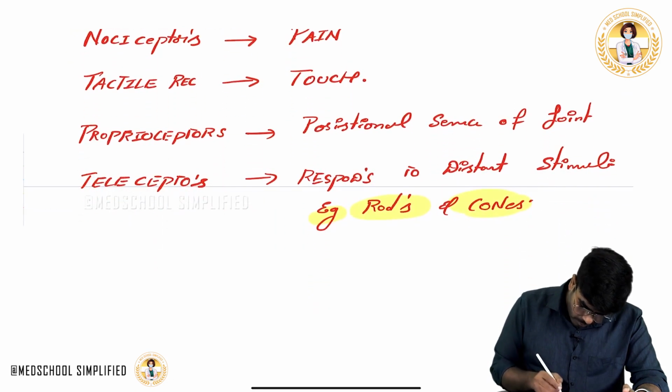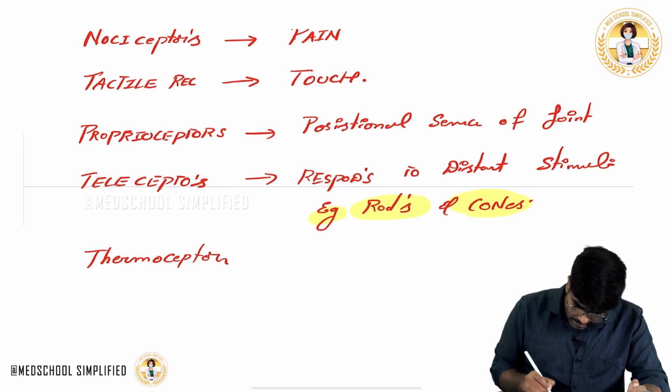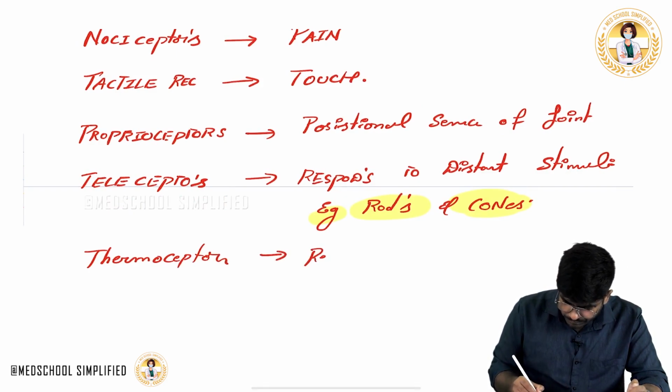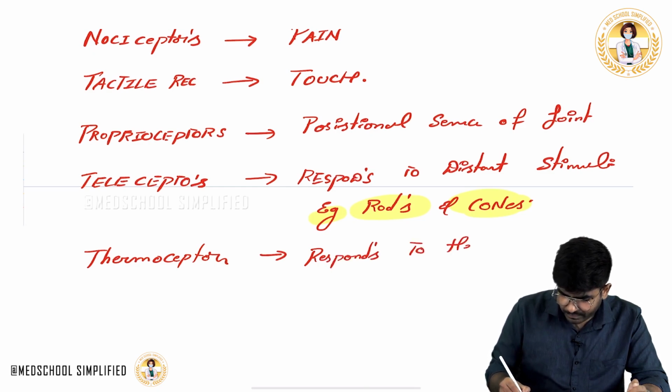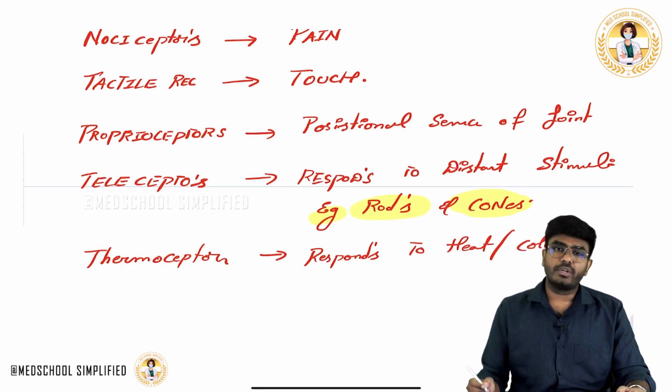Already I have taught you thermoreceptors. Now, what are these thermoreceptors? They respond to heat or cold. So these are the different types of receptors which you need to know.